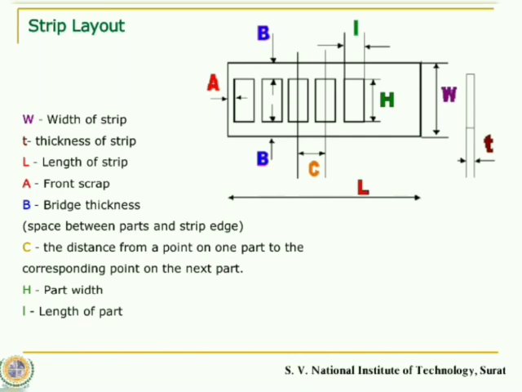The distance between two successive blanking parts is denoted with the help of the term C, which is the distance from one point on the part to the corresponding point on the next part. The width and the length of the part are denoted by H and I.